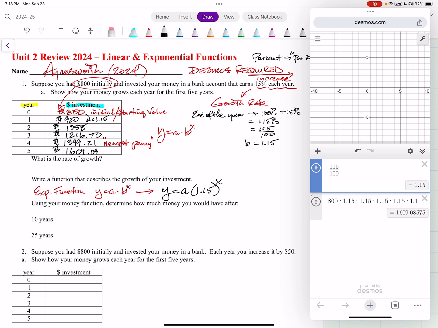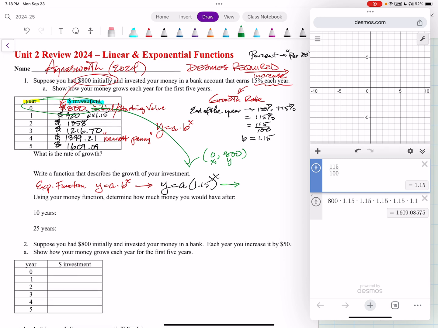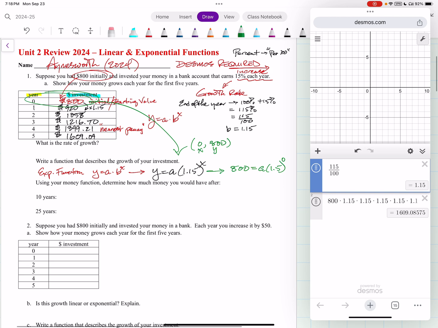What you could do is take this ordered pair, let's take this one here, and substitute it in. So when x is 0, y is 800. If you substitute that in, and we did this in class many times, so go back to your lessons, we solve 800 is equal to a times your growth rate to the 0 power. I put 0 in for x and 800 in for y, and then you simplify and you get 800 is equal to a times 1, because any number to the 0 power is 1, which means a is 800.